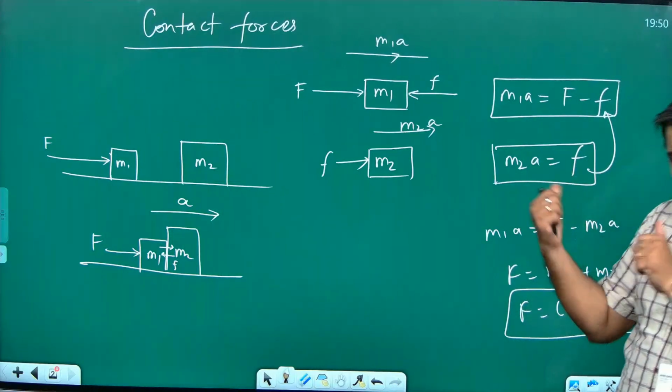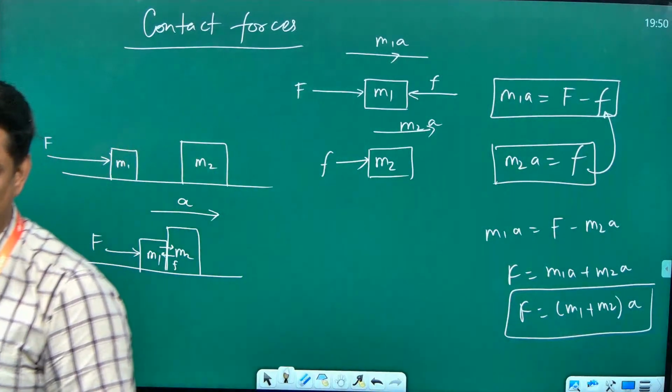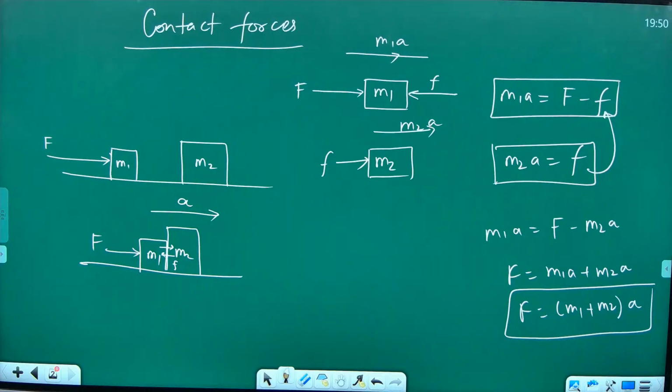If it is clear, copy it fast. I will go to the more complex scenarios after this. This is starting today. Copy it fast. Don't take much time, please.